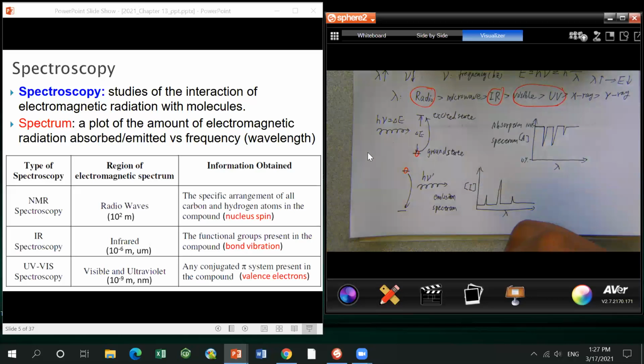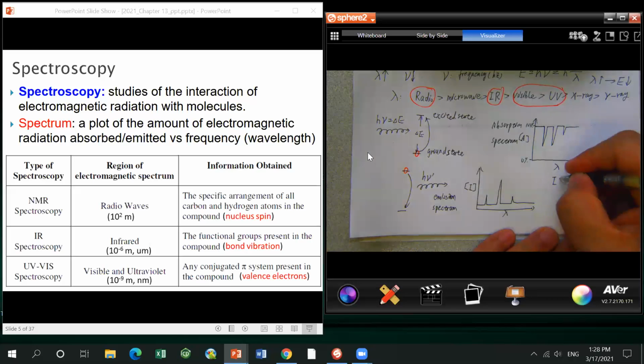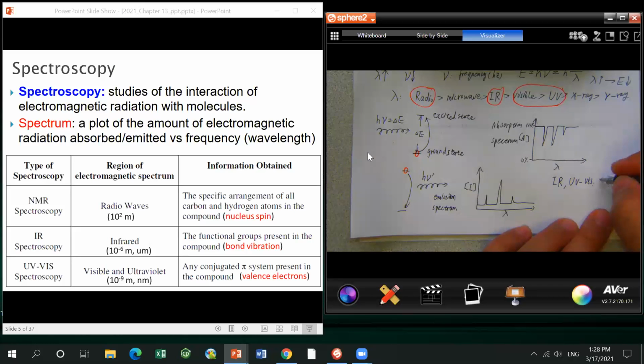And then for our class, the IR and the UV belong to absorption spectroscopy. And for the NMR, it also belongs to emission spectroscopy. So keep that in mind.